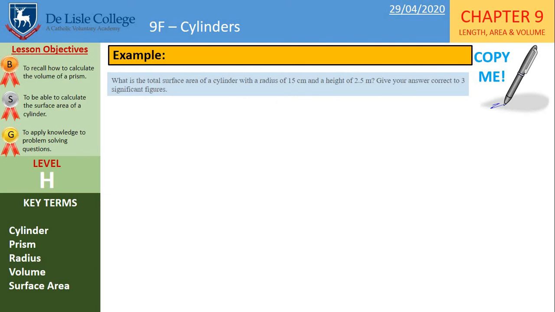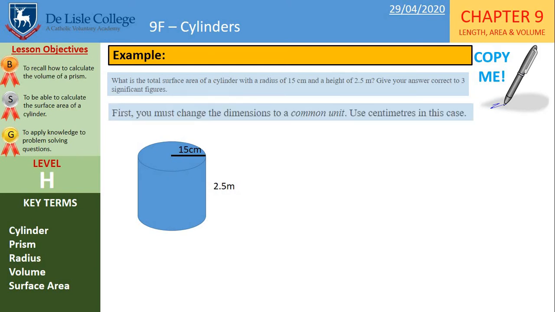Okay, let's have a look at an example. Again, a quick sketch of a cylinder might be a bit quicker for you to do than to write out the whole question. So a quick sketch gives us 15 centimetres on the radius and 2.5 metres for the height. Now notice that the units are different here, so make sure we change the dimensions to a common unit. In this sense, it makes the most sense to use centimetres, so that we don't have to be dealing with any decimals. So a reminder of the formula.